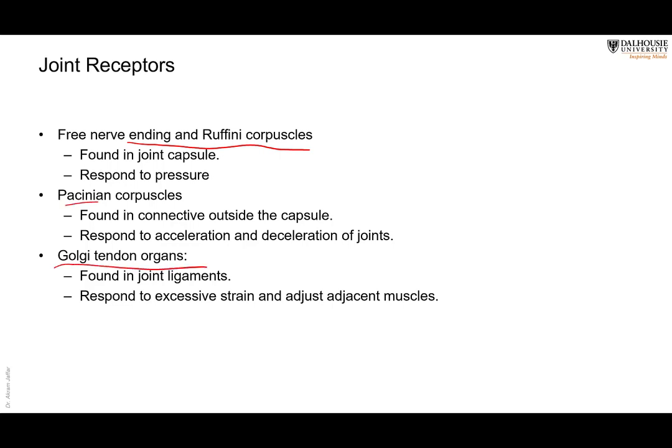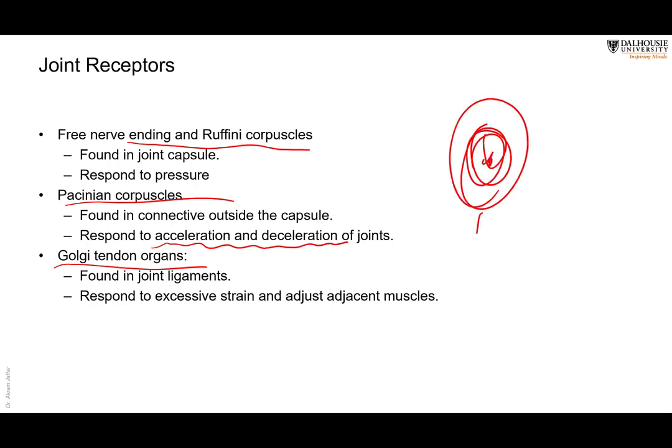The Pacinian corpuscles, which are present in the connective tissue outside the joint, respond to acceleration and deceleration, unlike the ones that are present in the skin. Remember that the Pacinian corpuscles present in the dermis are for vibration there, but here they have another function. They respond to acceleration and deceleration.